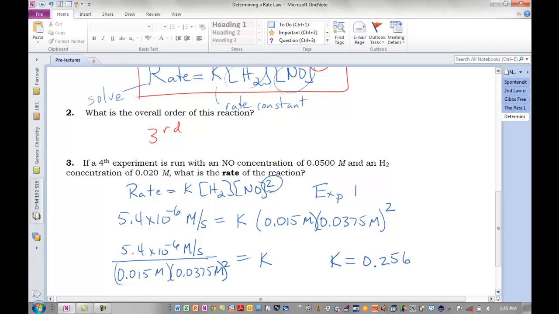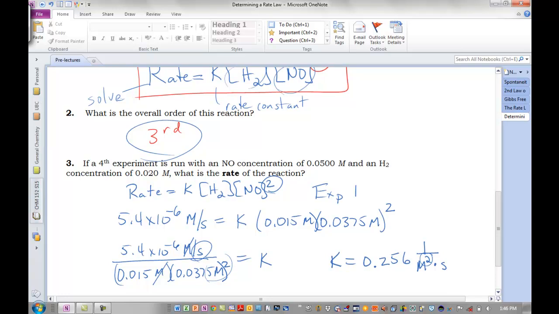Now, we'll talk more about units in class, but what you'll see is one of the molarities in the denominator will cancel with one in the numerator. We're going to be left with molarity squared in the denominator, also seconds in the denominator. So we're going to end up with this as our unit. And we'll talk more about this, that this molarity term in the denominator is one less than the overall order. Third order, we end up with a squared for our molarity term. One less than the overall order. So the units of the rate constant will depend on the order of the reaction.